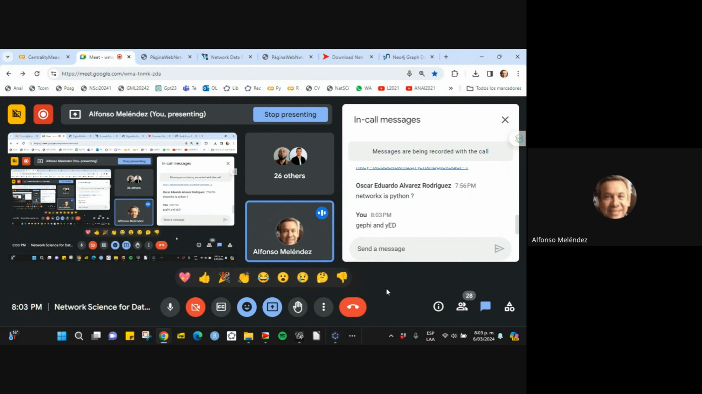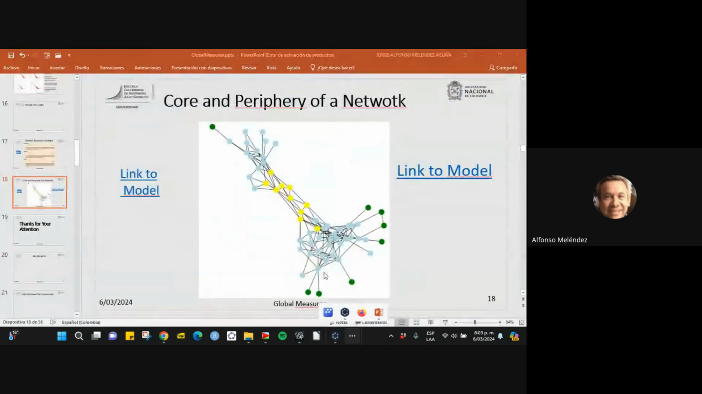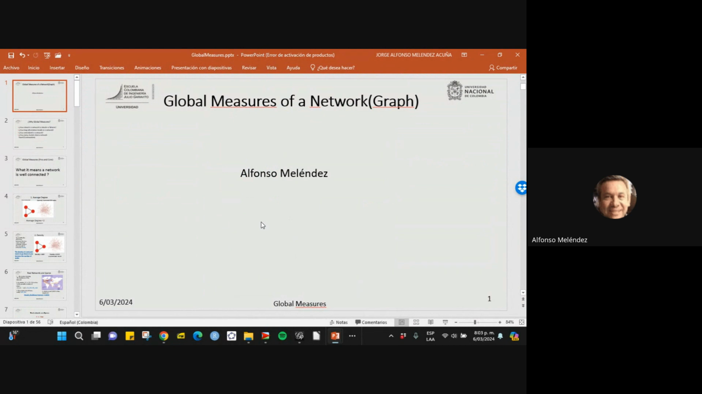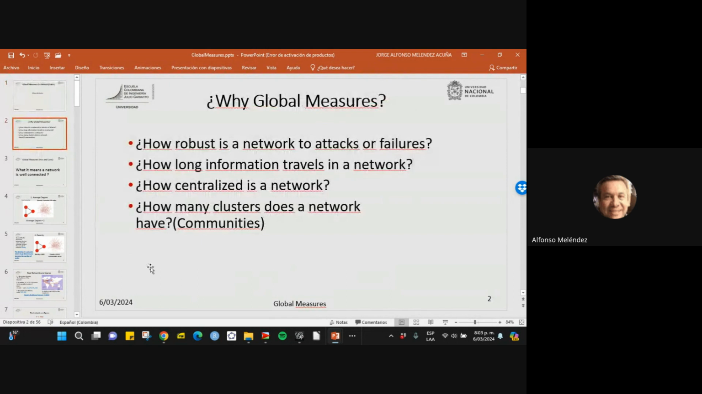We are going to talk in this hour that is left in this session about global measures of networks. Global measures of a network. Why global measures? Here are some questions. How robust is a network to attacks or failures? How long does information take to travel in a network? How centralized is a network? How many clusters does a network have in terms of communities? All these questions have to do with global measures of networks.